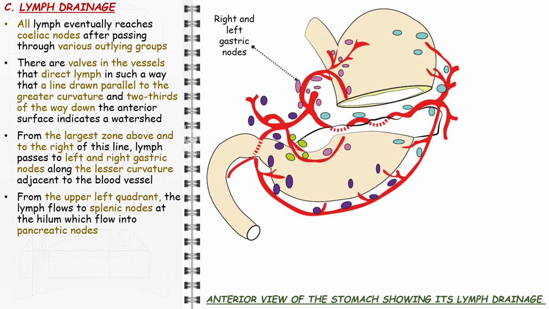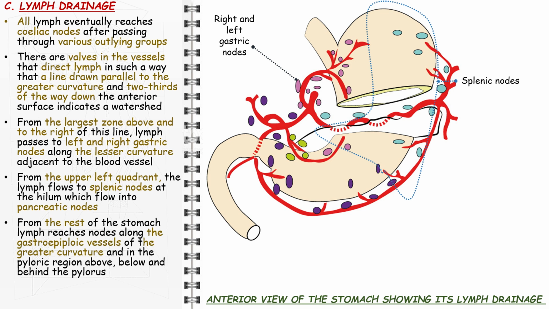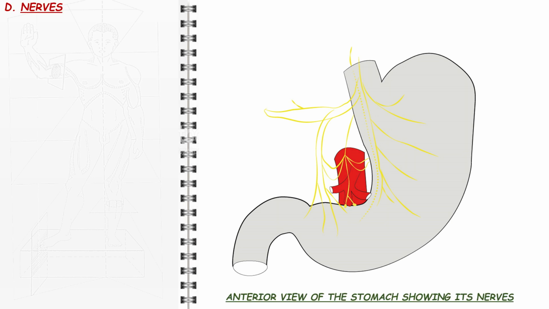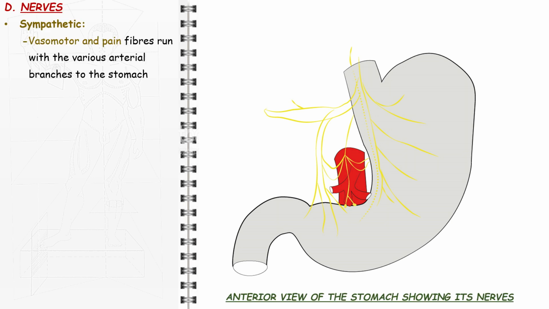From the upper left quadrant, the lymph flows to splenic nodes at the hilum, which flow into pancreatic nodes. From the rest of the stomach, lymph reaches nodes along the gastroepiploic vessels of the greater curvature and in the pyloric region above, below and behind the pylorus. In rare cases of gastric carcinoma, the left supraclavicular nodes may become palpably involved, Troisier's sign, presumably by spread through the posterior mediastinum.